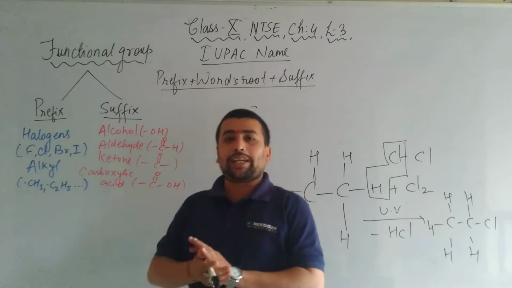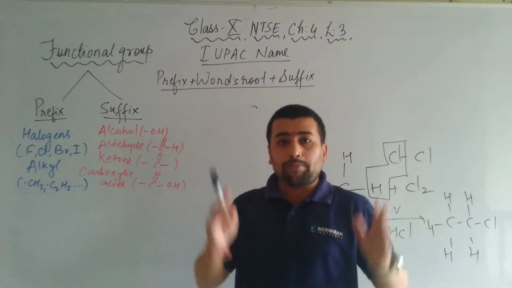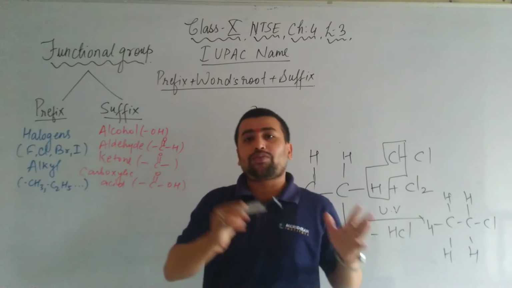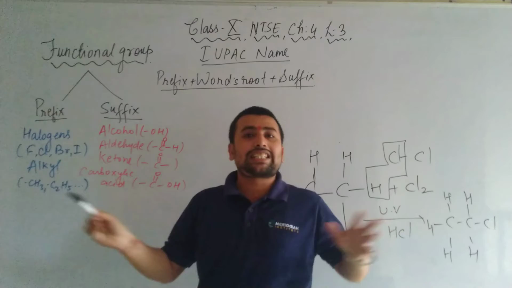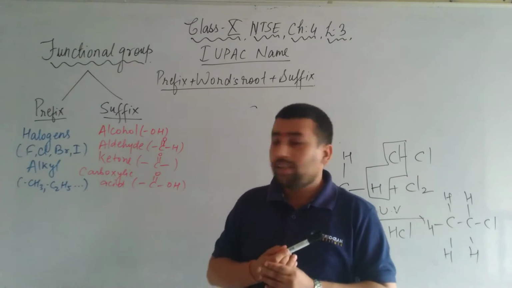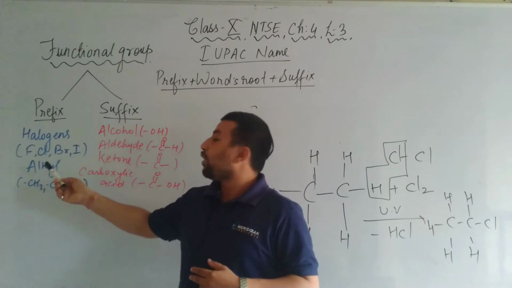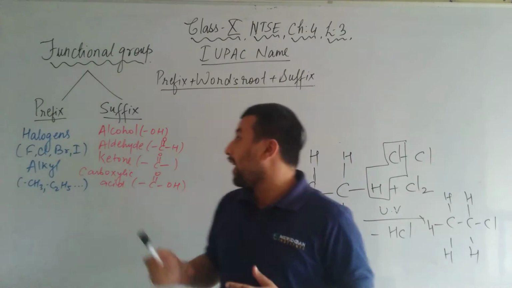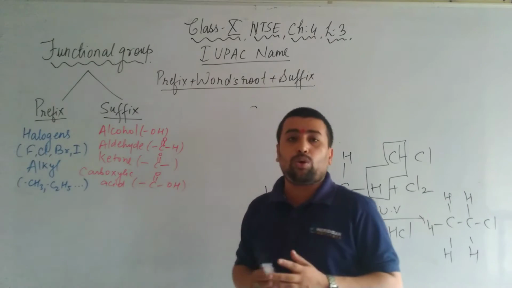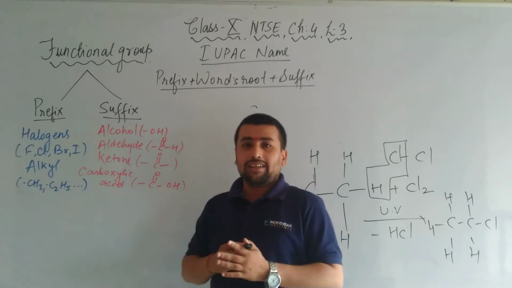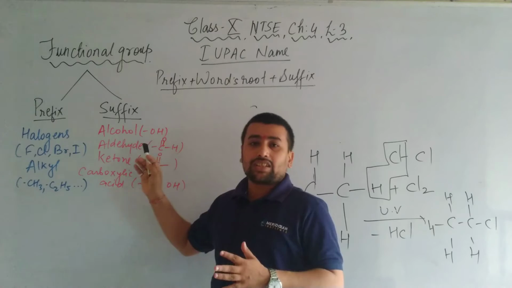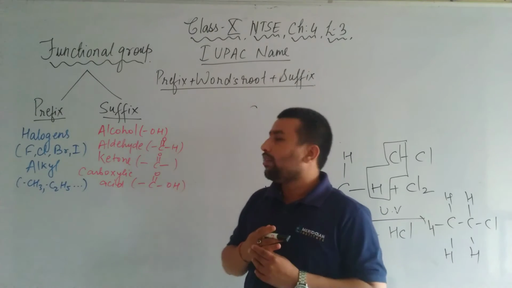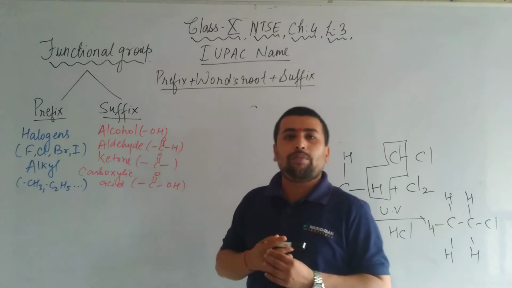So here the same thing: when we are going to write the name of the compound, this group we have to write first and after that the main compound. This type of name will be known as prefix, like chloroethane, bromoethane, iodoethane and many more. Similarly, if we add this type of functional group, then we have to add the name at last, which is known as suffix, just like ethyl alcohol, ethanol, propyl alcohol, propanol.